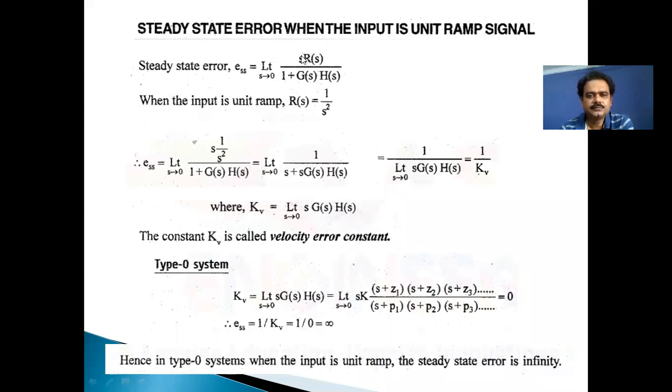The steady state error, when the input is 1 by s square, because a ramp input has Laplace transform 1 by s square, we simply substitute in this and find the steady state error. The expression is going to be 1 by, and here if we substitute s equal to 0, this term becomes 0. Only the other term remains, that is 1 by limit s tends to 0, s into G(s) H(s).